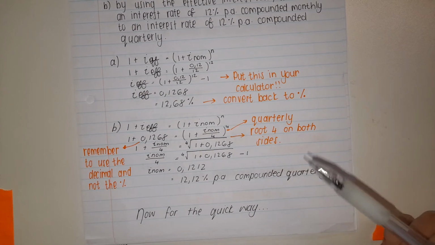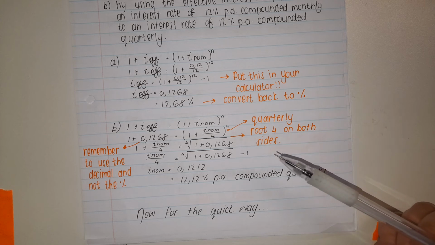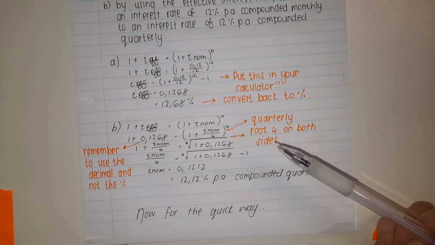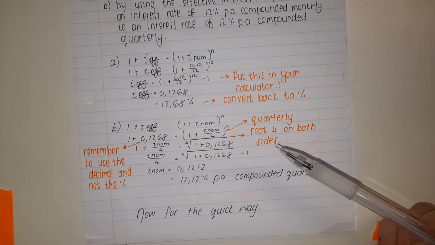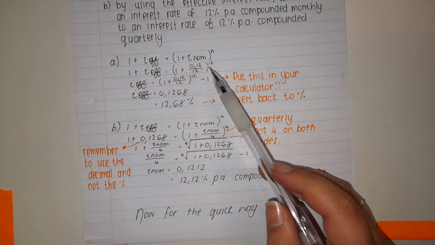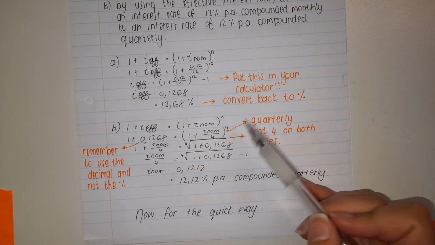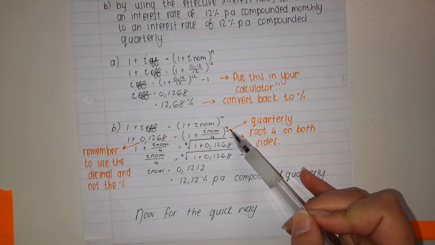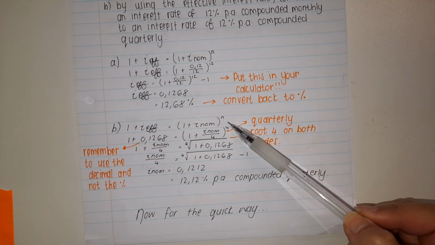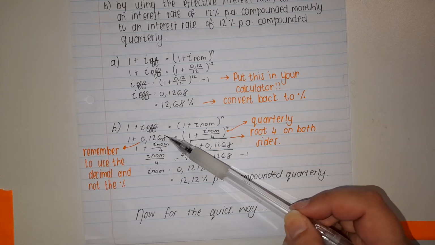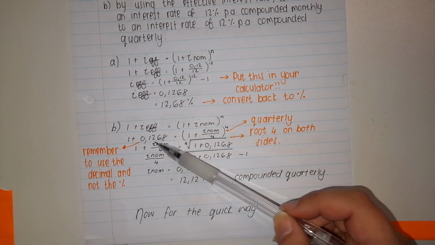Good. Now, question B. By using the effective interest rate, convert an interest rate of 12% per annum compounded monthly to an interest rate of 12% per annum compounded quarterly. So now we need to change our 12, our monthly, to 4, which is quarterly. So I'm going to have, again, the exact same formula, but now I already have my effective interest rate.